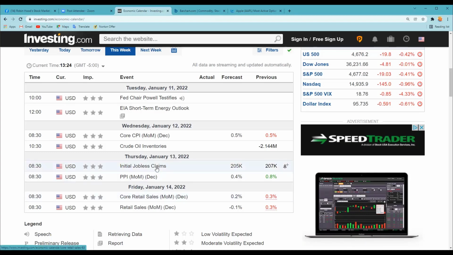And so the PPI month over month for December, again, this is a monthly report, so it will have a lot more influence on the stock market that day than probably the unemployment report, which is a weekly report. So the previous report was up 0.8%, and now they're thinking that things are slowing down to 0.8% up. So like I said, we're kind of at the top of the inflation now.